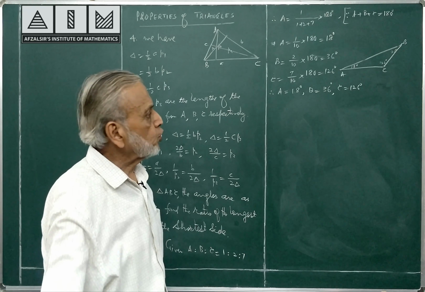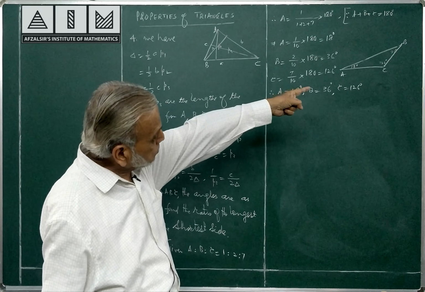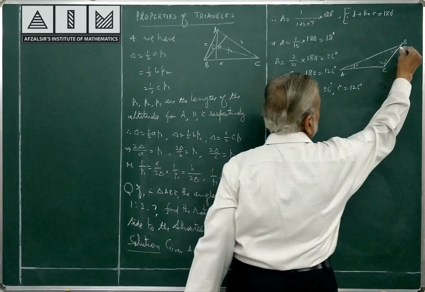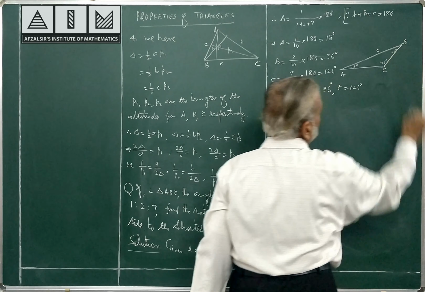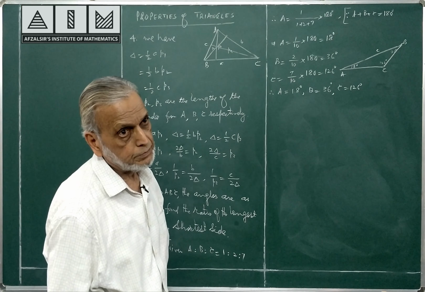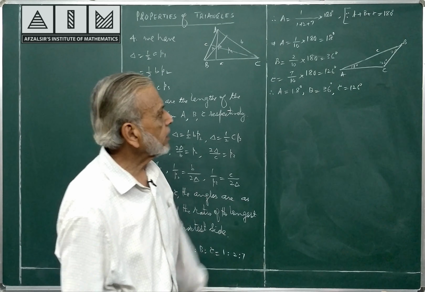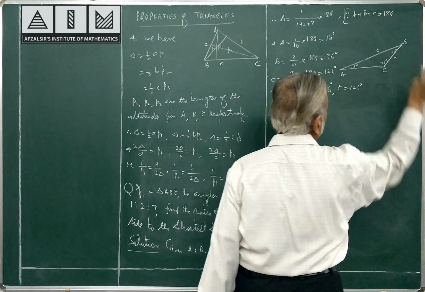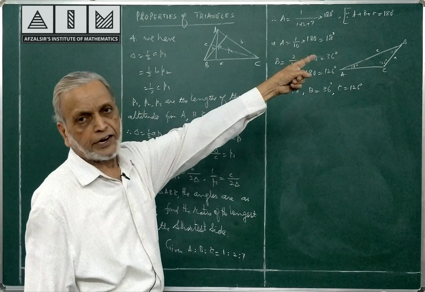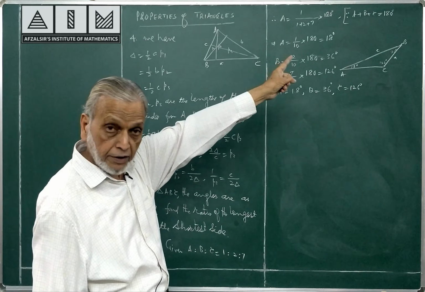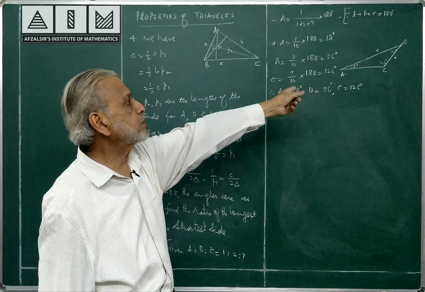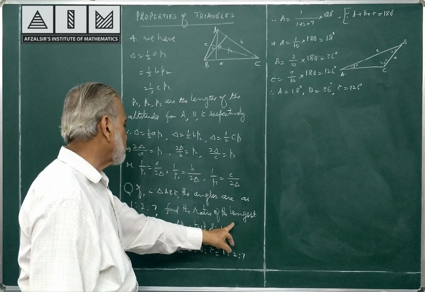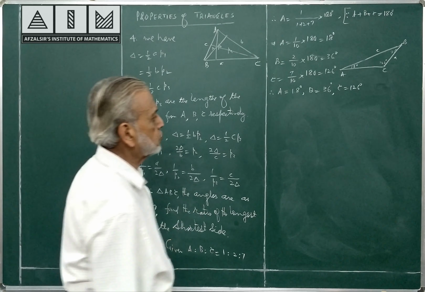Elementary geometry, you must know, the longest side will be opposite the largest angle. The largest angle is 126, so this will be the longest side. The smallest angle is 18 degrees, this will be the smallest side. Longest side is opposite the largest angle, shortest side opposite the smallest angle. You have to find out the ratio between the longest and the shortest. Look here.